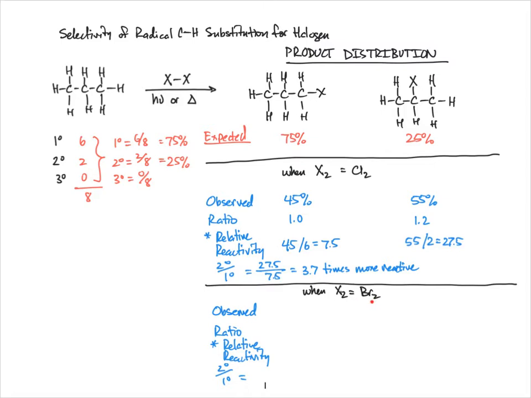What if the halogen is bromine? Now we're using Br-Br. The h nu is light, and the delta is heat. For a radical substitution, you're using a molecular halogen and light or heat to initiate the reaction. These are the conditions. So let's look at the data for bromine now.